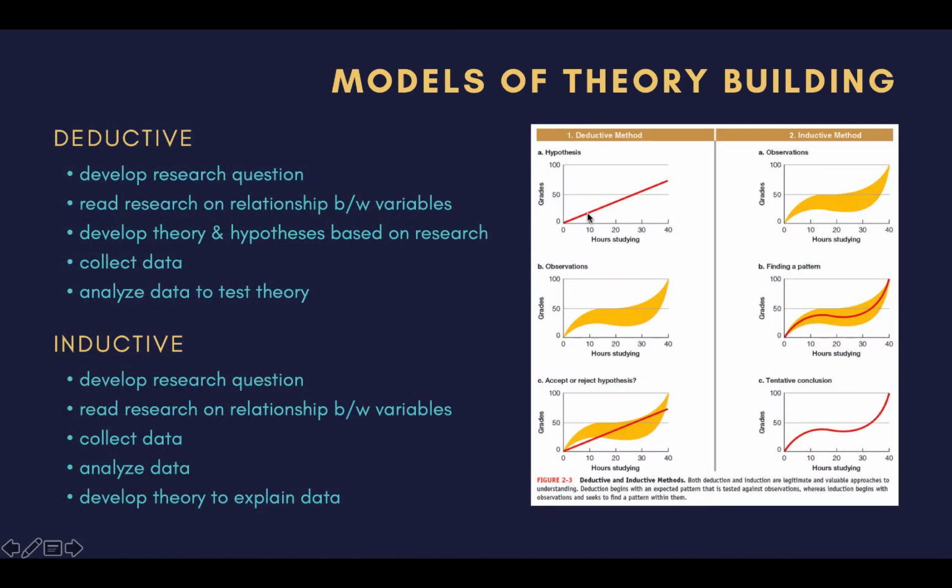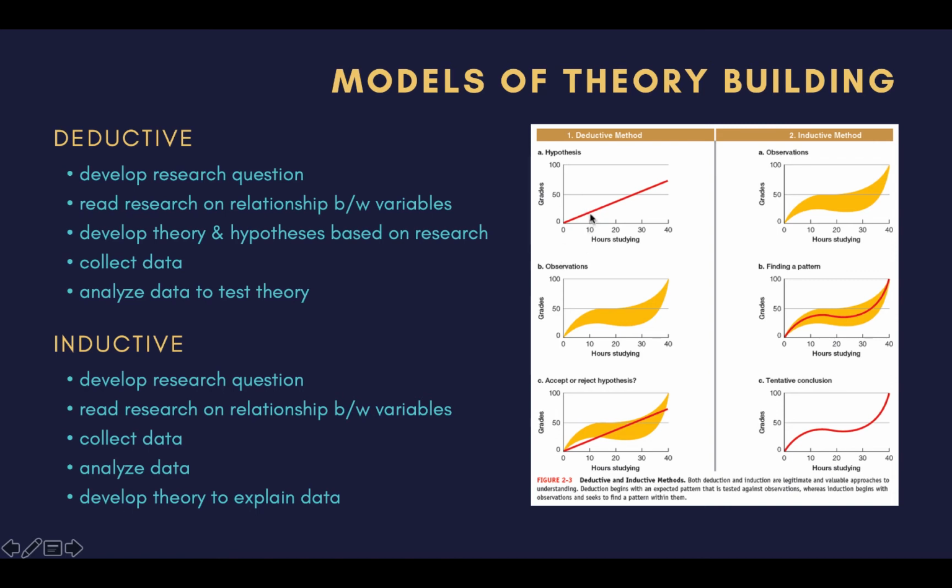Here's another example of models of theory building. The deductive approach starts with a developed research question. You read the research on the relationship between the variables, then you develop a theory and hypotheses based on your research. You collect data, and then you analyze those data to test the theory. So we see that in this left module here. We say you begin with a hypothesis that says hours of studying is related to grades. And we see it's a positive linear relationship. As hours of studying goes up, their grades too go up. So a theory would say the more time spent studying, the higher one's grades should be.